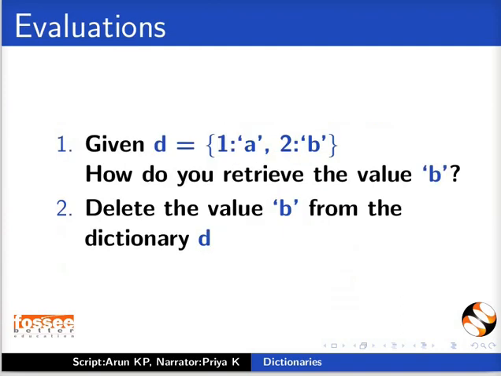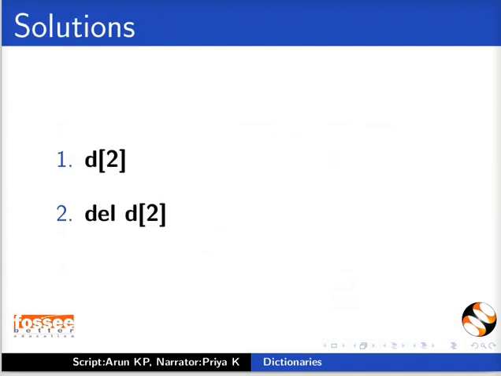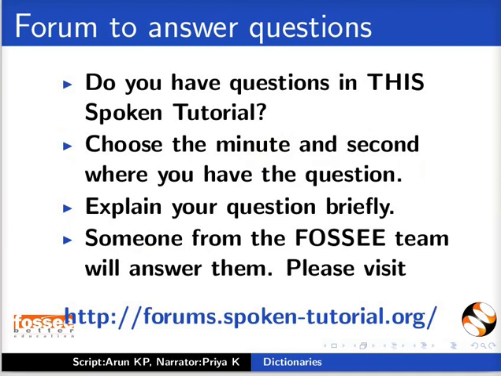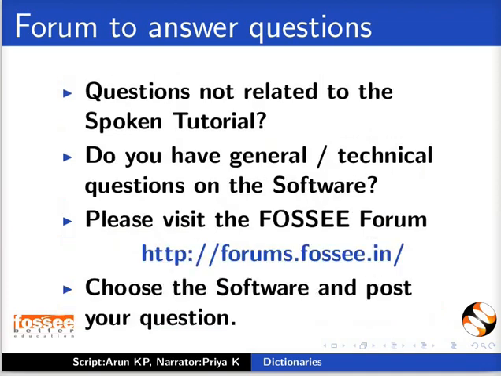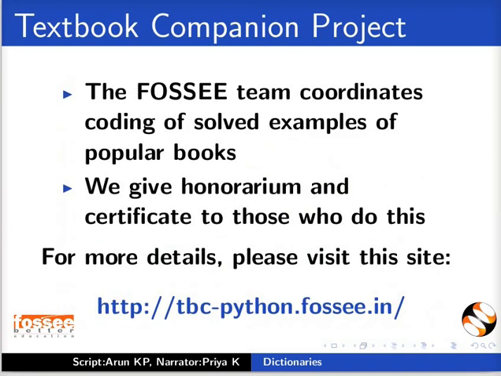Here are some self-assessment questions for you to solve. First, dictionary D is defined as shown. How do you retrieve the value B? Second, delete value B from the dictionary D. And the answers. First, D inside square brackets 2 gives the value B. Second, del D inside square brackets 2 deletes the value B.